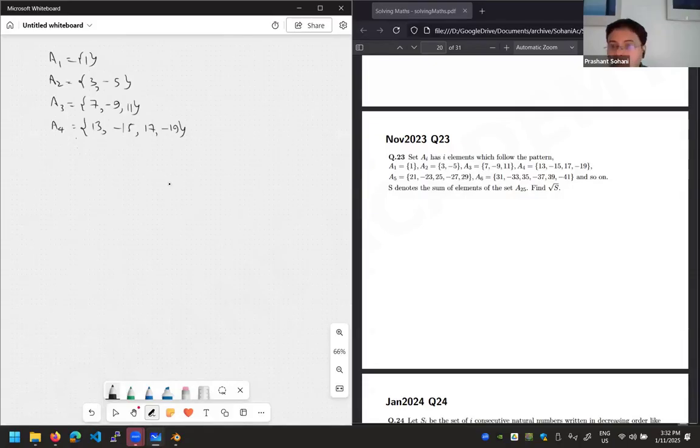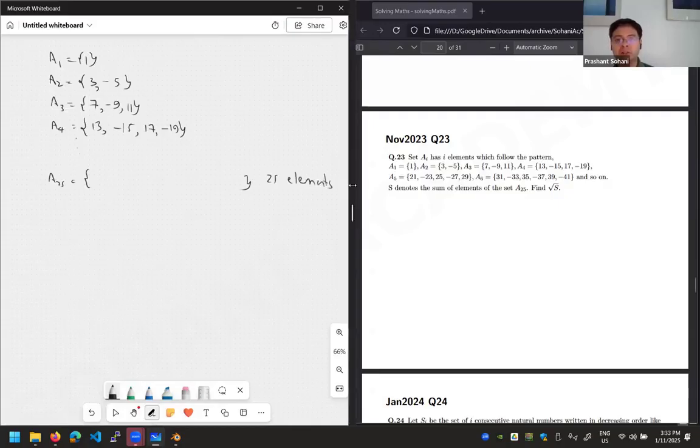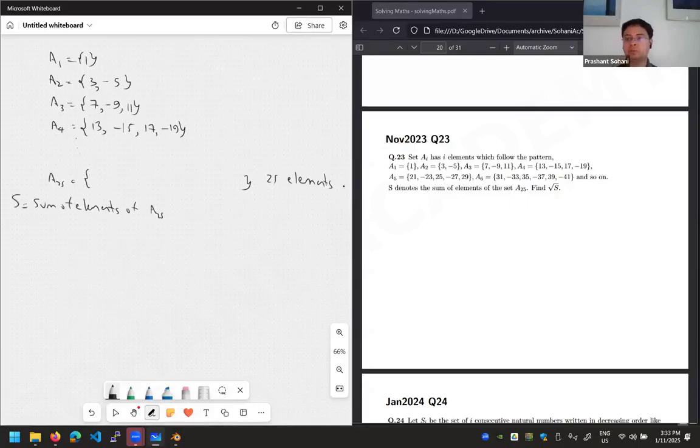And then the question is, they are asking about the set A25. So A25 will also be some such set. You see A1 has one element, A2 has two elements. So like that, A25 will have 25 elements, right? And we are interested in the sum of the elements of A25. That is what is S, which we want to find. So we need to start making some observations about what is happening in this pattern that can help us find the value of this sum.